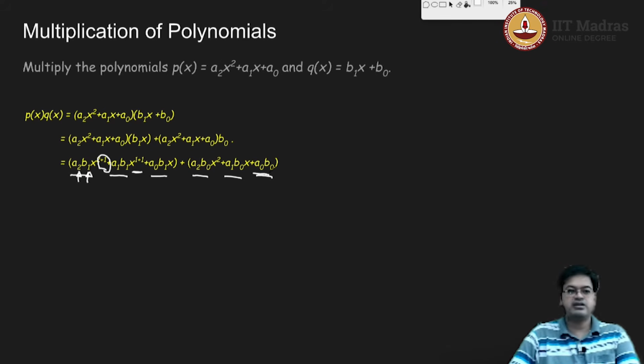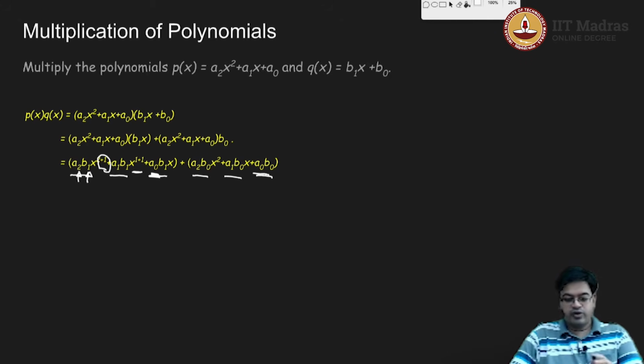In a similar manner, you can ask the question, what is the coefficient of x? If you ask that question, you will naturally get the answer. You collect all the coefficients such that their suffixes will sum to 1. That is a1 b0 plus a0 b1. So is there anything called a0 b1? Yes, it is here.